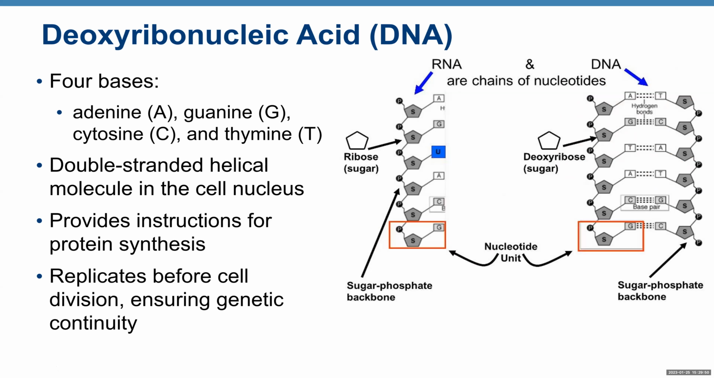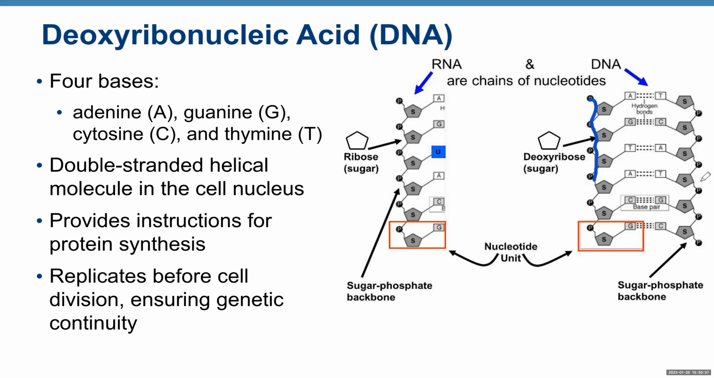So here's our DNA, or deoxyribonucleic acid. It has 4 bases: adenine A, guanine G, cytosine C, and thymine T. It's a double-stranded helical molecule in the cell nucleus, provides instructions for protein synthesis, and replicates before cell division, ensuring genetic continuity. So here's our DNA, and we have our sugar phosphate that forms the sugar phosphate backbone, and bases. And you see we have bases A, G, T, and A.